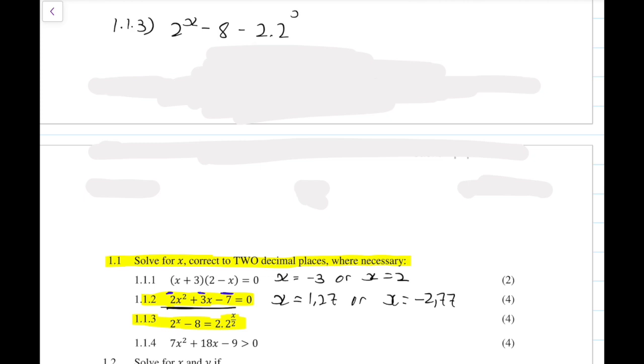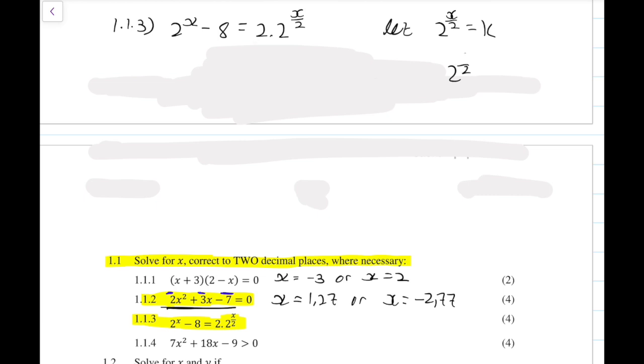Now, I've told you this before. If your variable exponents are double or half one another, that means that you're going to use the k method. So here we're going to say let the smaller one equal to k. So let 2 to the power of x over 2 equal to k. So that means I just want to show you that this will be k squared.